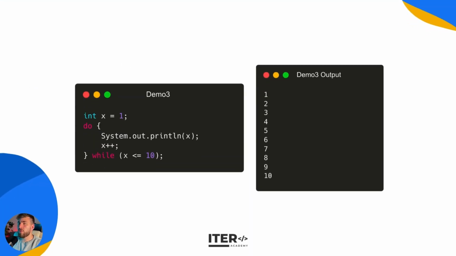Here is an example of a do-while loop that will print the numbers 1 to 10. You can see it in demo 3. So, as you can see, the variable x is initialized to 1 before the loop. The code within the loop then prints the value of x and increments it by 1. The condition in the while statement is x is less than or equal to 10. So as long as the value of x is less than or equal to 10, the loop will continue to execute.